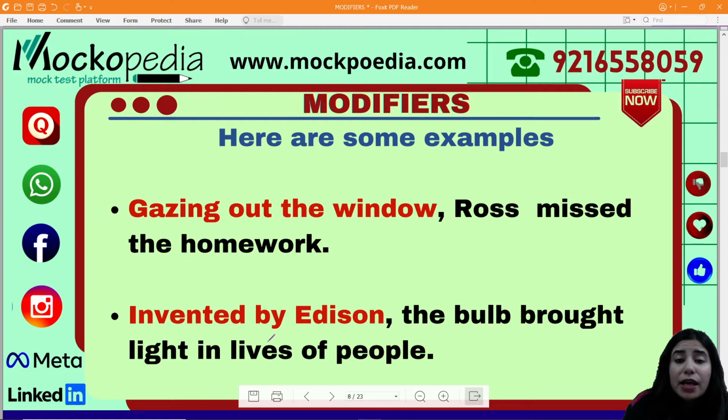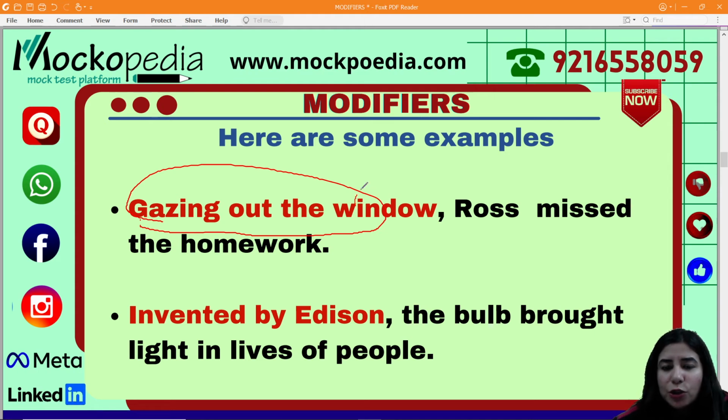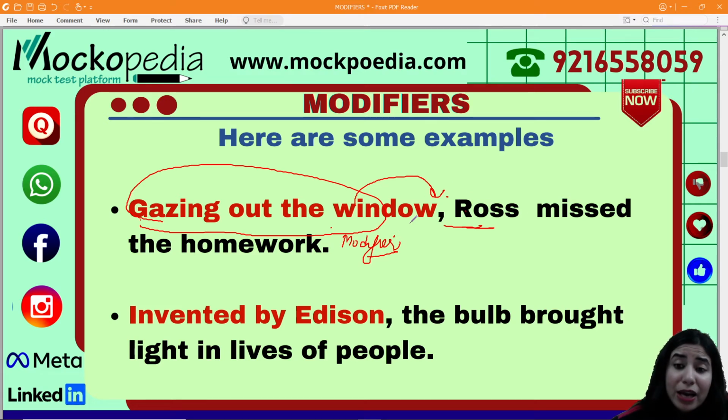Take a look at this. Gazing out the window, Ross missed the homework. In this case, if you take a look at this particular phrase, gazing out the window, this is touching Ross. It is tending to explain that Ross is gazing out the window. So, this is a modifier for us, right? This is explaining what Ross is doing: Ross is gazing out of the window. And like the last statement in the previous slide said, the placement of the modifier would be next to the word it tends to modify, right?